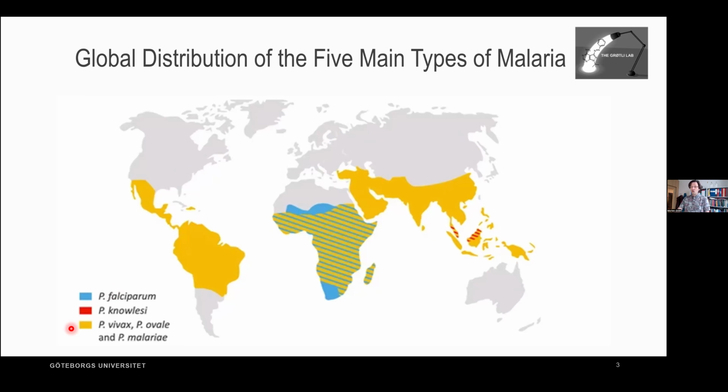If we talk about numbers, the current estimate is that around 600 to 650,000 people die of malaria each year. And we have something like 250 million people who are infected with malaria.